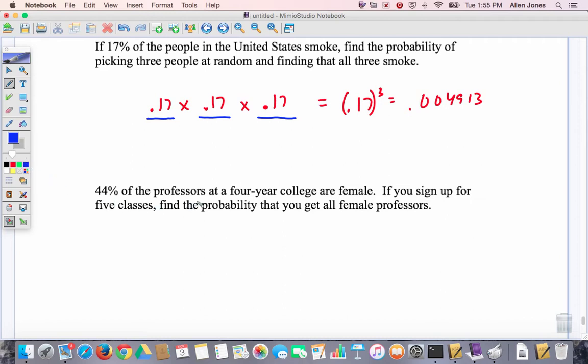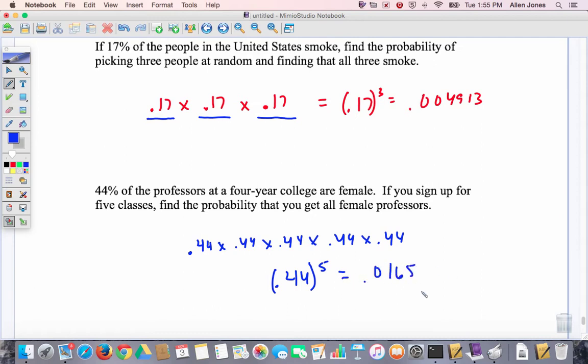Okay, so basically the bottom line here is our percentages do not change from one event to the next, which should make the next problem a little bit easier. 44% of the professors of a 4-year college are female. If you sign up for 5 classes, find the probability that you get all female professors. So we have 0.44 times itself 5 times for all 5 professors. I'll go ahead and write out that long version. That's the same thing as 0.44 to the 5th power, or the chance of having all female professors is 0.0165.